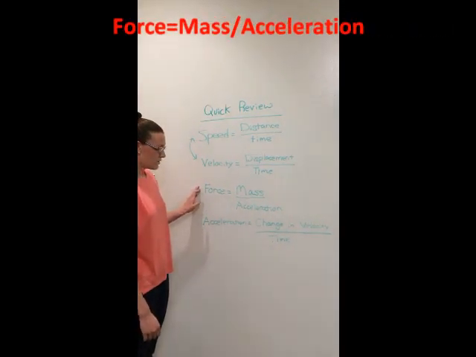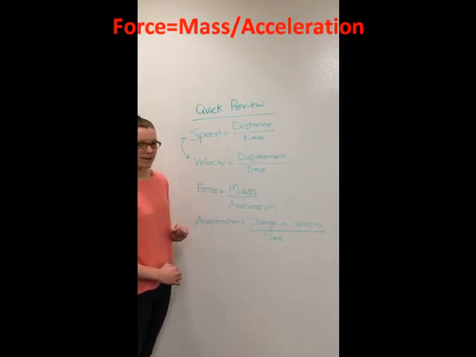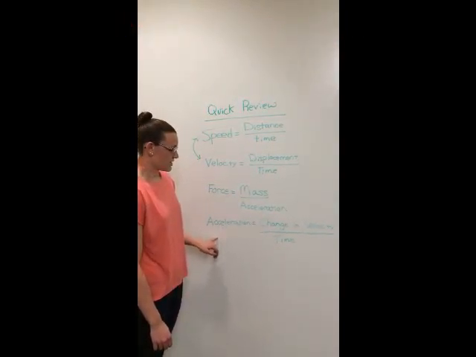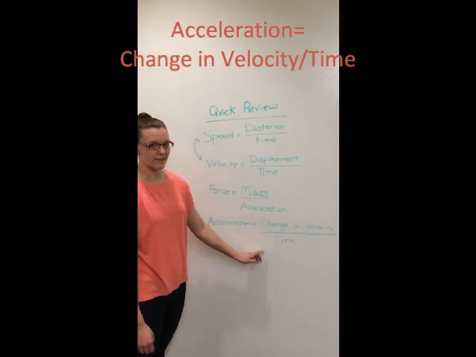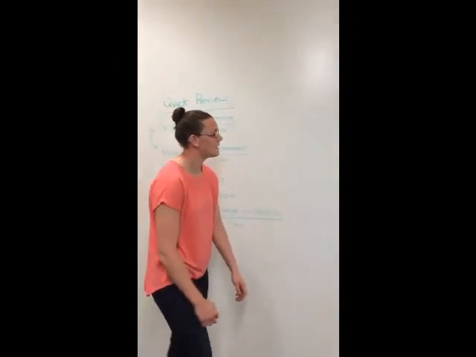Then we have force, which is mass multiplied by acceleration, and we know mass is how much something weighs. And acceleration is the change in velocity divided by the time. So that's our quick little overview of stuff that we've already learned.